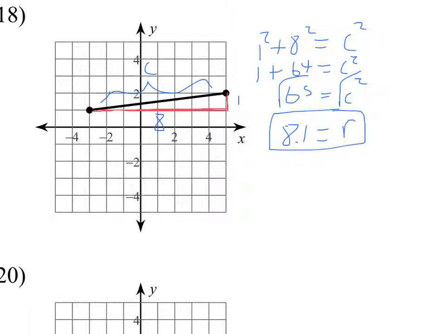You can leave it as root 65 or 8.1, but that is the approximate answer. And later on, the questions will be specific to say, write a simplified radical or round to a tenth. Okay, so that is how we can do it if we have a picture. But if we don't have a picture, then we need to use the coordinates, just like midpoint. And that's what we'll talk about next.